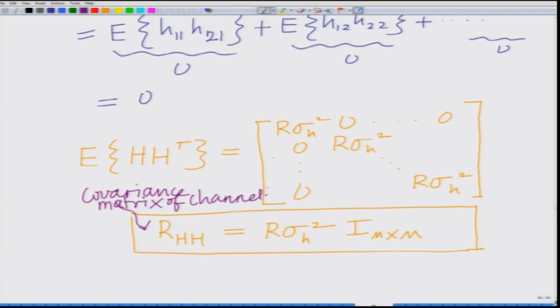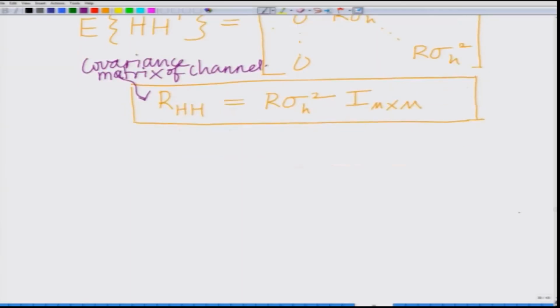Okay, R_HH equals R sigma_h square. This is the covariance matrix of the channel, or basically your channel covariance. Now, let us look at the covariance matrix of the noise. Remember, to compute the MMSE or LMMSE estimate, we need two quantities: one is R_YY, the covariance of the output, and R_HY, the cross covariance between channel H and the output Y. In order to compute that, we also need the channel covariance R_HH, which we have computed, and also the noise covariance, which is equally important.